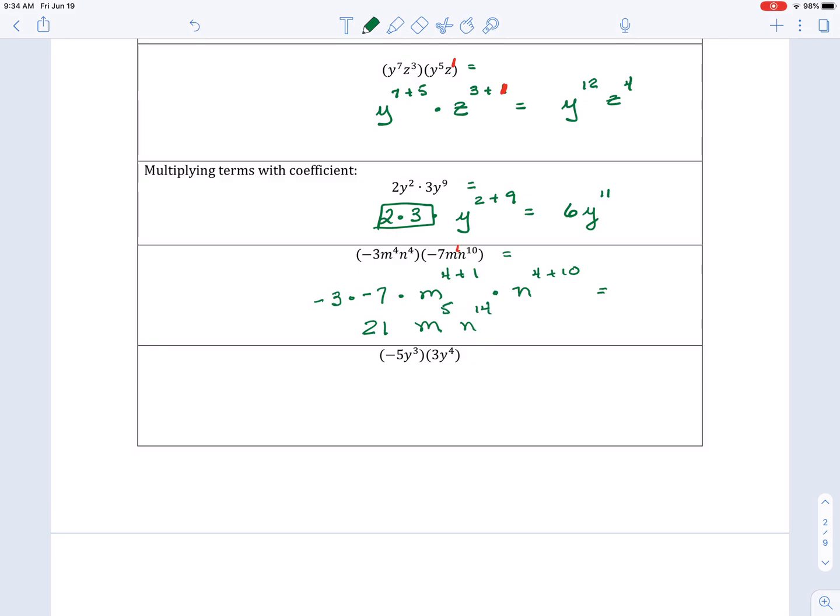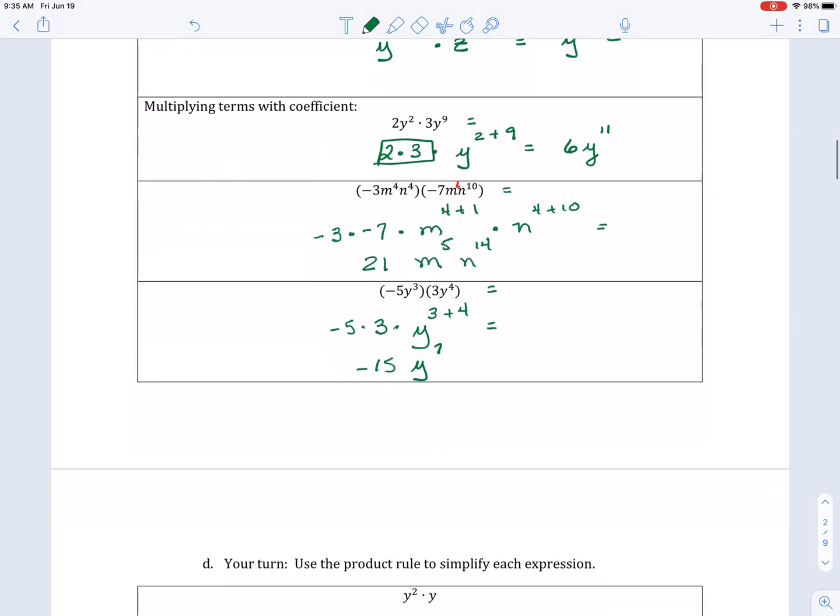And last one, negative 5 times positive 3. Let me clean that up. I made a little bit of a mess. And then the base y, I'm going to take the 3 exponent and add it to the 4 exponent. So it looks like I'm going to end up out in front with a number negative 15, and then adding exponents here, 3 plus 4. All right, so I hope that's helpful in getting you started with your product rule.